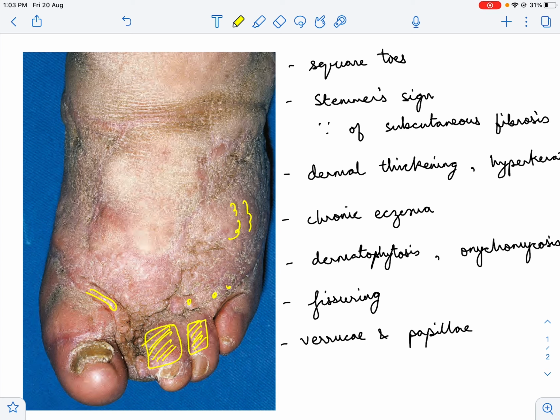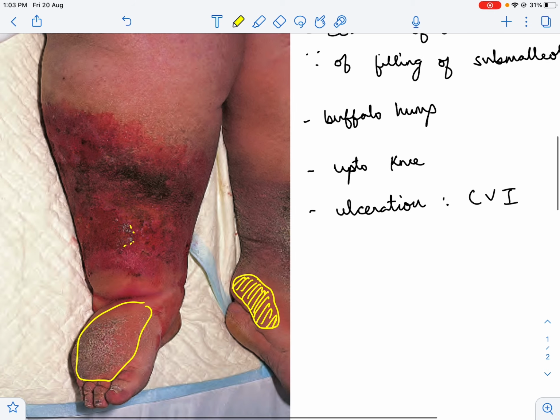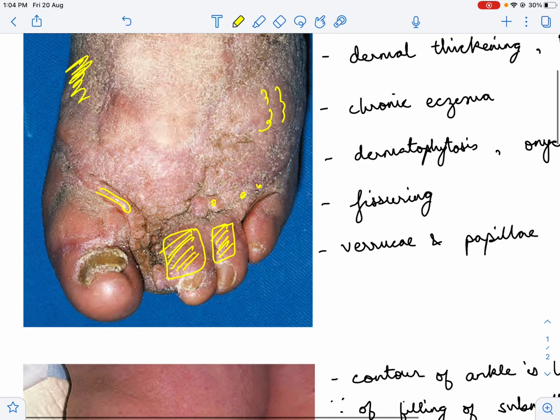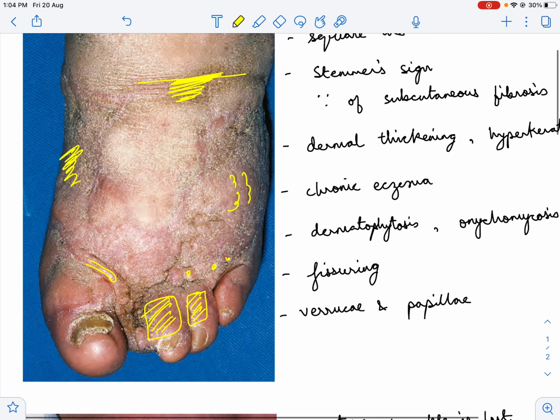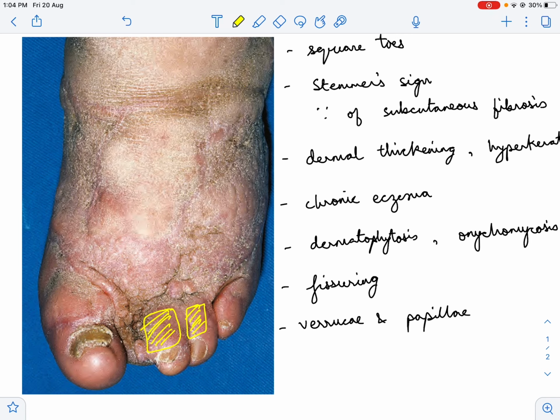There is chronic eczema. You can see this eczema over here. In this picture also, all the darker portions you can see, this is eczema along with fungal infection. Here also you can see eczema. So chronic eczema is seen. Then you will also get fungal infections, which are quite common. Fungal infection of the skin is called dermatophytosis. That is seen by these white dots over here.